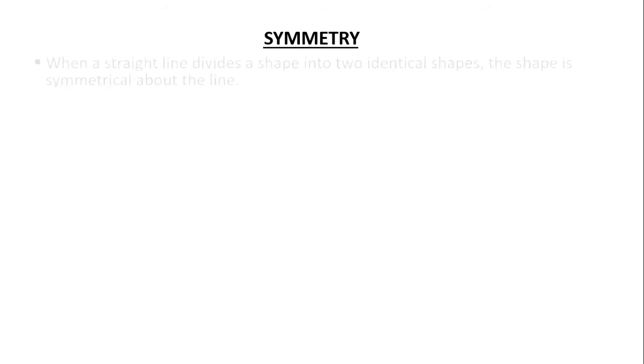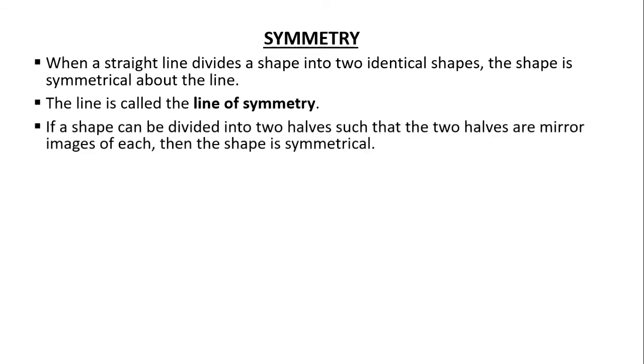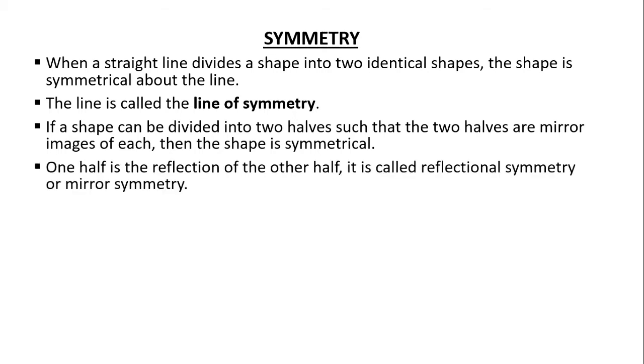Symmetry. When a straight line divides a shape into two identical shapes, the shape is symmetrical about the line. The line is called the line of symmetry. If a shape can be divided into two halves such that the two halves are mirror images of each other, then the shape is symmetrical. One half is the reflection of the other half. It is called reflectional symmetry or mirror symmetry.